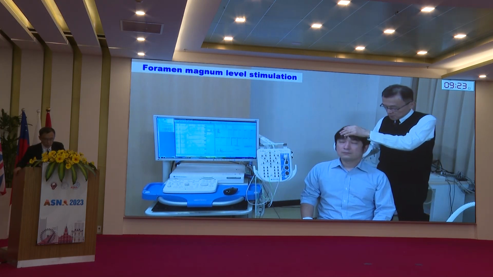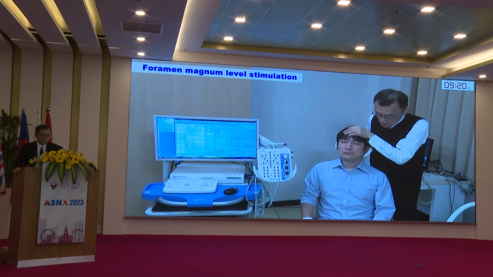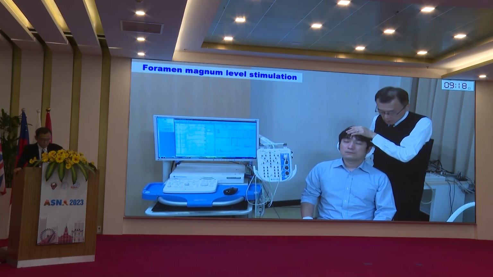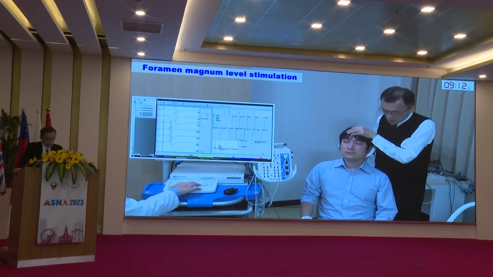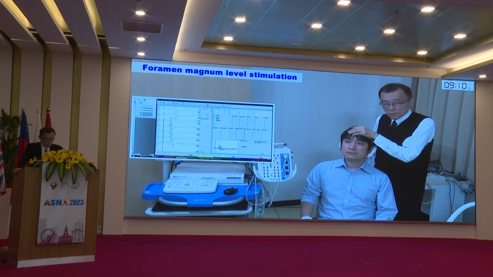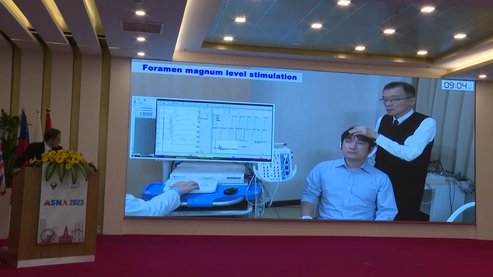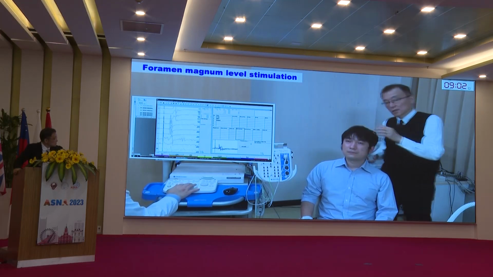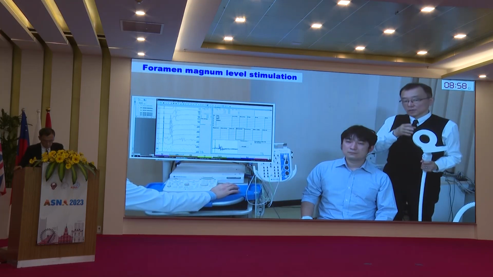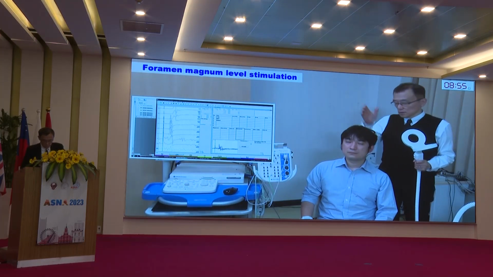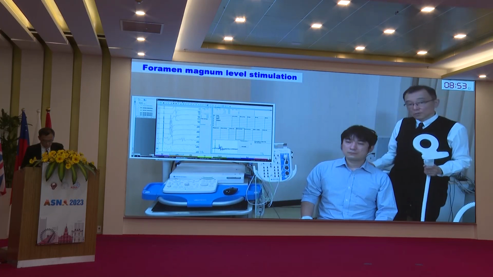A bit upward, so upward, and an active condition, please relax. Active, please. So you see there are some responses here. One more. One more. As you see, the response latency is in between the cortical latency and the spinal latency, so we could stimulate between the spinal cord and cortex.